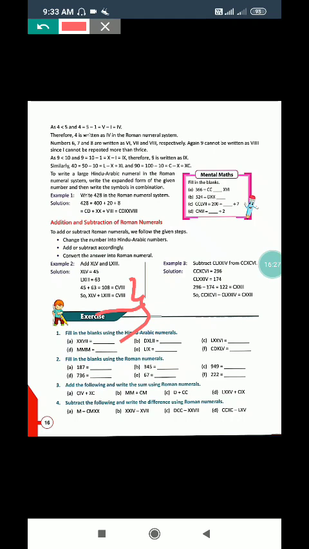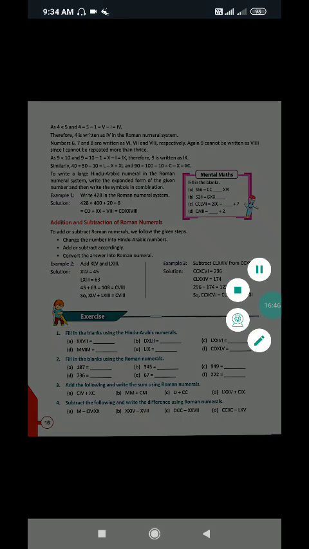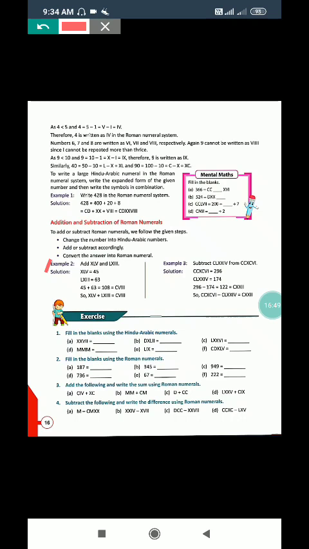Now we will take another example, example number 3. What is given? It is given to subtract. Previously we have learned how to add. Now we will learn how to subtract. Now we will take an example: CLXXIV from CCXCVI.